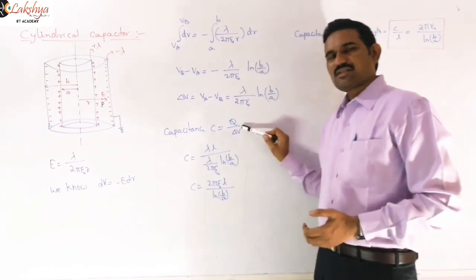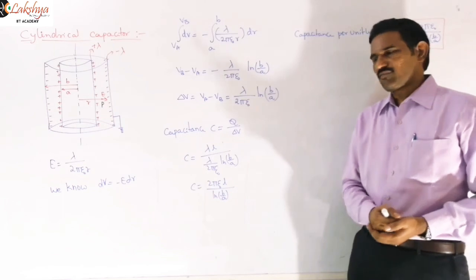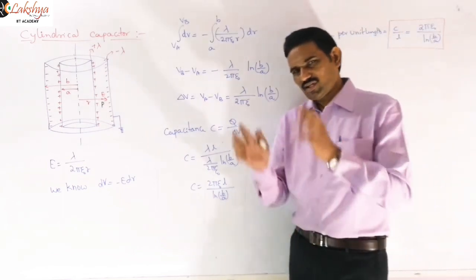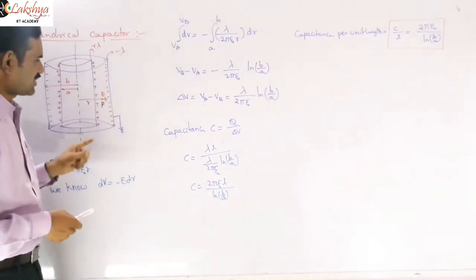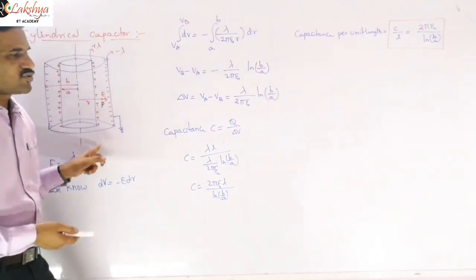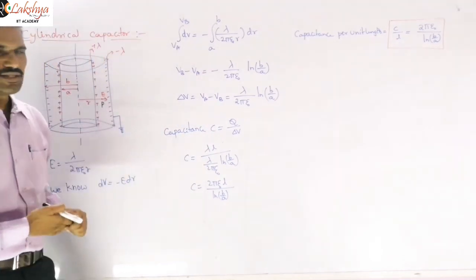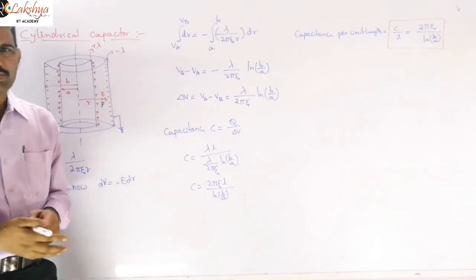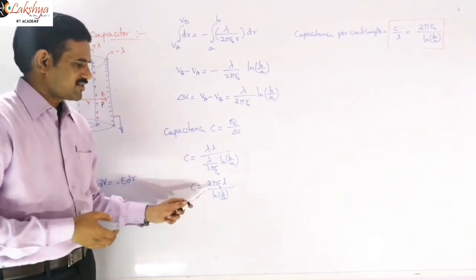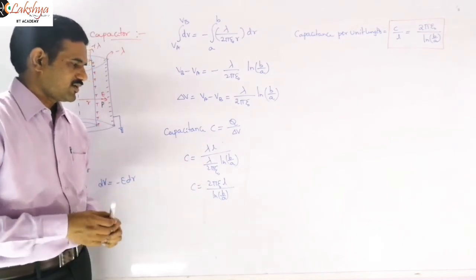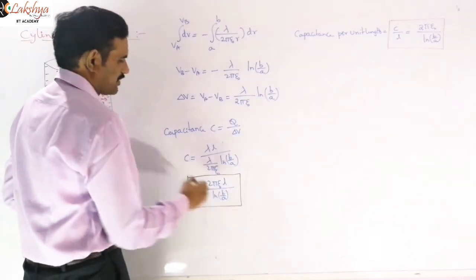And now we know the capacitance expression. The capacitance we can write as Q by delta V. For Q, we are assuming the length of the cylinder as L, for example. Then the charge on this we can write as lambda into L, because lambda is the charge per unit length, multiplied by the length of that part. Now the lambda will be cancelled. So you will get C = Q by delta V, that means 2 pi epsilon naught into L by ln B by A.